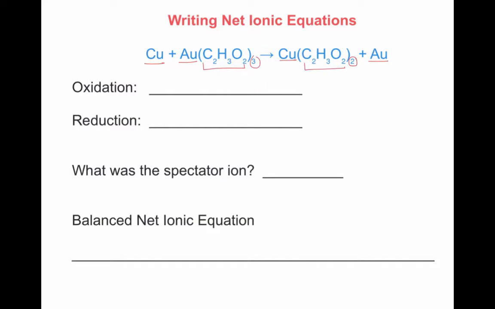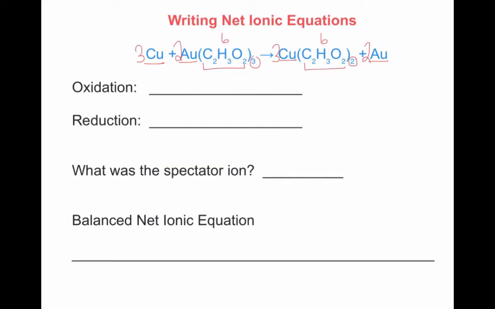So the smallest number that both 3 and 2 will divide into is 6. So I'm going to put 6 over the top of those. I know that 2 times 3 will give me 6, and 3 times 2 will give me 6. Once I've established that, I know that I will also need a 2 in front of the Au and a 3 in front of the Cu. And therefore, my equation is balanced.